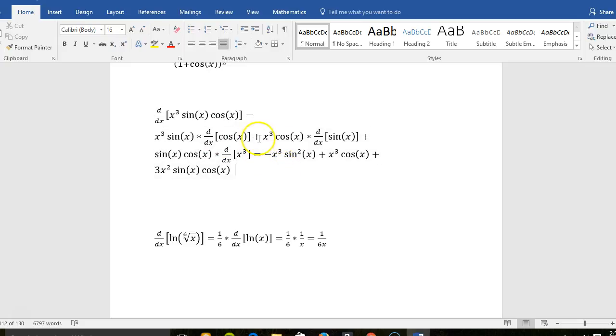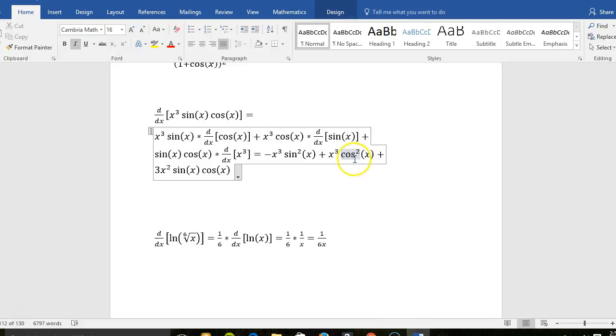Okay, and then plus, now if you derivate the sine, you just get the plain cosine. So it's just going to be x cubed cosine cosine, which is x cubed cosine squared. Uh-oh, did I forget my square? I sure did, didn't I? Sorry about that, guys.